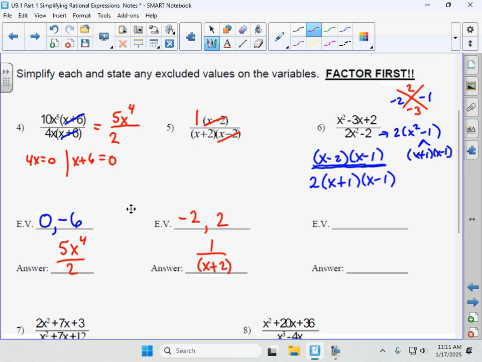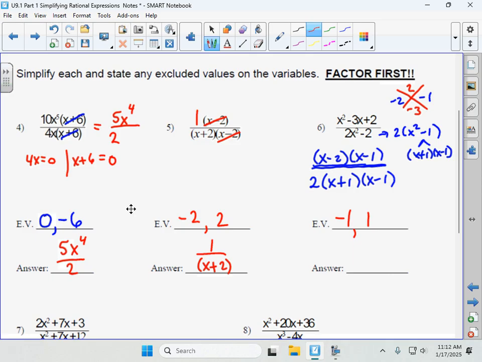So let's go ahead and get our excluded values. Again, we just look at the denominator. So there's a 2 there, but there's no x with it. So we can ignore the 2 because you can't just set 2 equal to 0. There's nothing to solve. All right, but x plus 1, we can set that equal to 0, and that would get us negative 1. And then for x minus 1, that would get us positive 1. Right, so those are our excluded values.